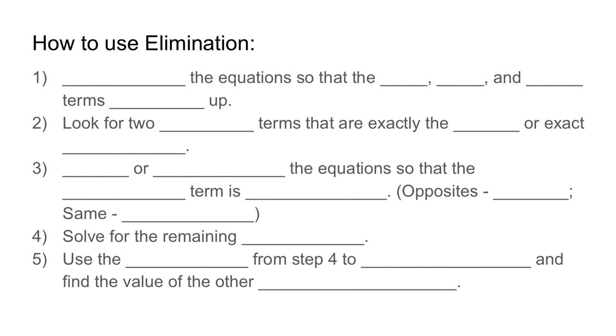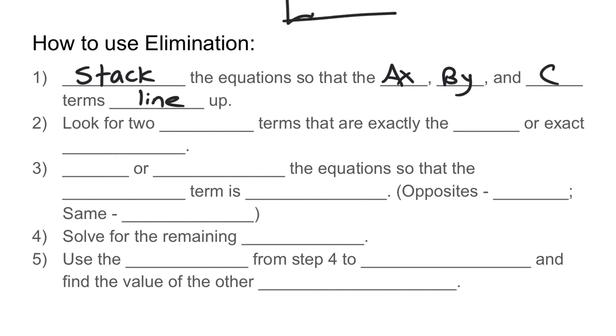So here's how we do it. And it's going to sound a little bit complicated at first, but once you see it and get the hang of it, it really is, for a lot of people, easier than the substitution method. So the first thing you're going to do is stack the equations so that the ax, the by, and the c terms line up. So you're going to write one equation above another equation, making sure that the x's are all aligned, the y's are all aligned, and the constant terms are aligned. If you have it in correct standard form, they're going to do that, but you may have to rearrange it if they're not already in that form to be able to make that happen.